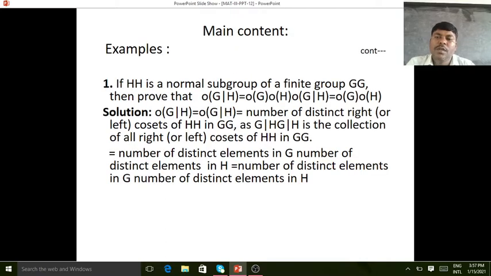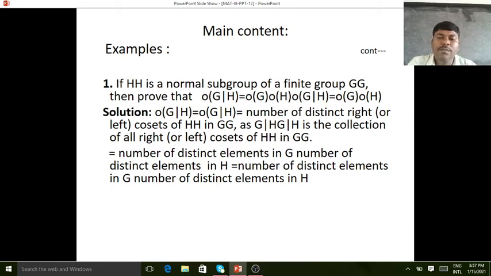Examples. First one: if H is a normal subgroup of a finite group G, then prove that order of G/H is equal to order of G divided by order of H, that is, o(G/H) = o(G)/o(H).